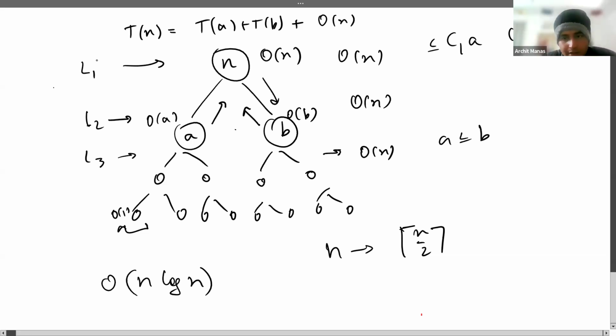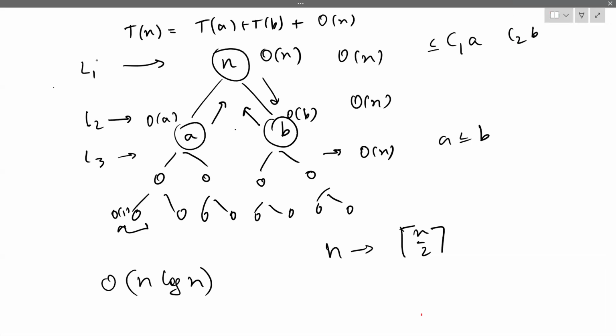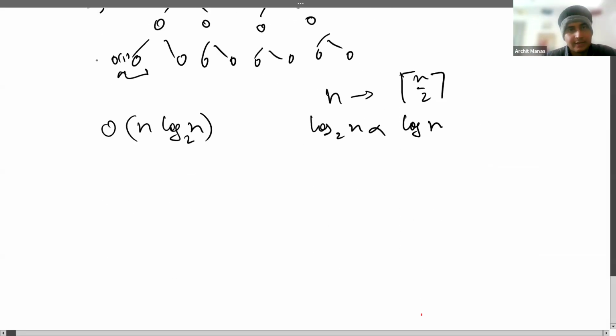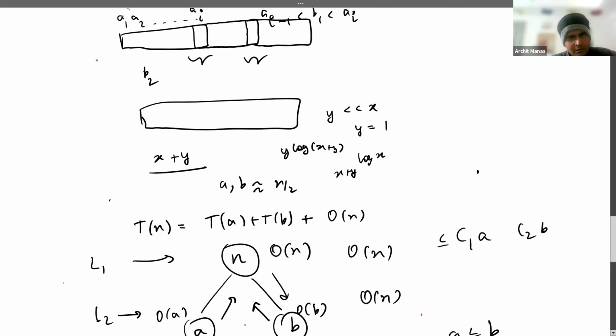Sorry, what do you mean by 2n log n? No, I mean log n to the base 2. Yes, yes. But of course, it doesn't matter, right? Because log 2n is just proportional to log n. As long as you have the O sign, it's all fine. Okay, so that was merge sort.